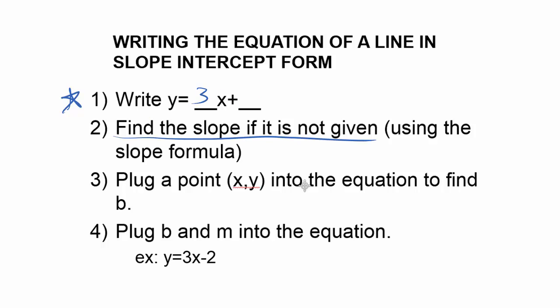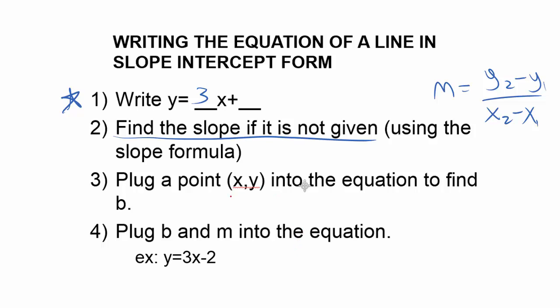Okay? Doesn't matter what it is, you just plug it in. If it's not given, we'll talk about one of these at the end, but you want to use the slope formula, y2 minus y1 over x2 minus x1. They may give you 2 points, and you have to take an extra step to find the slope.